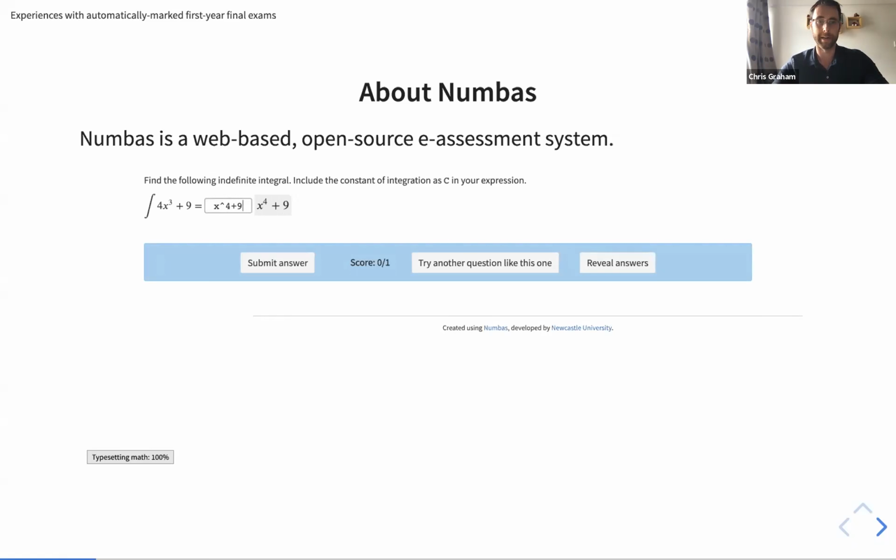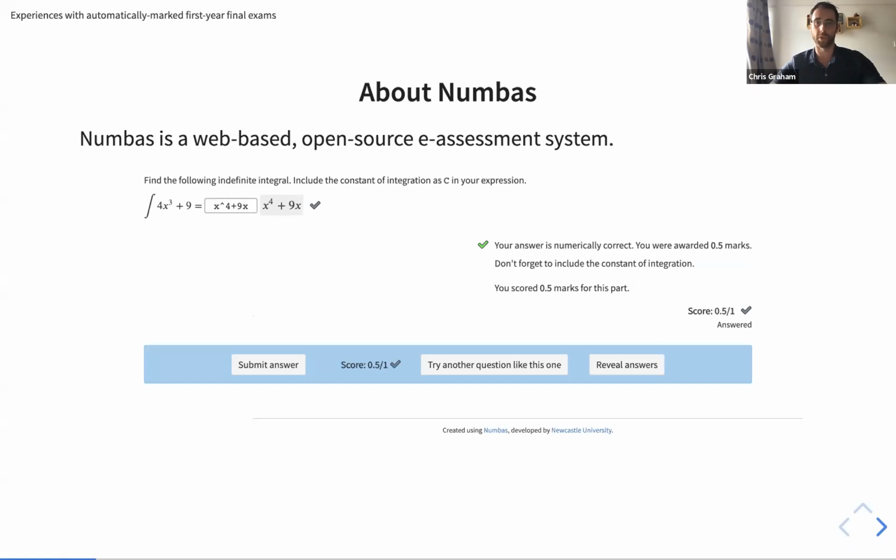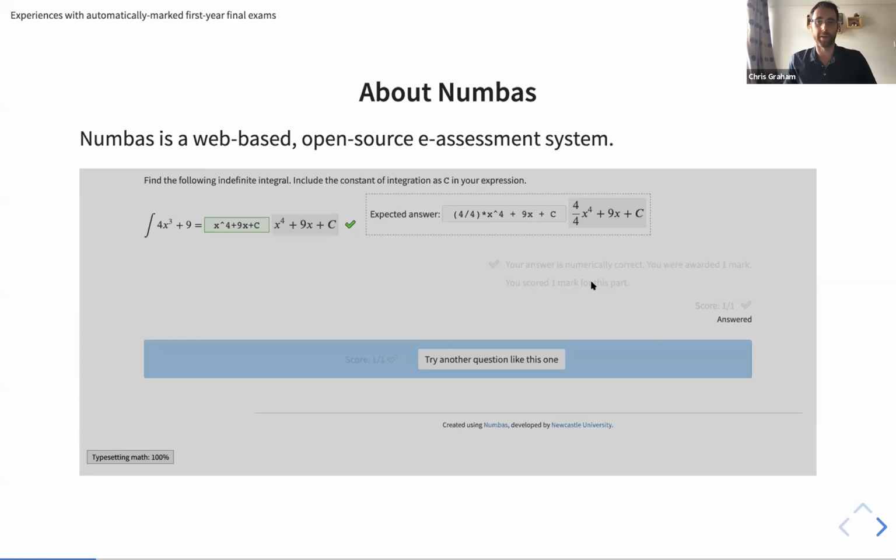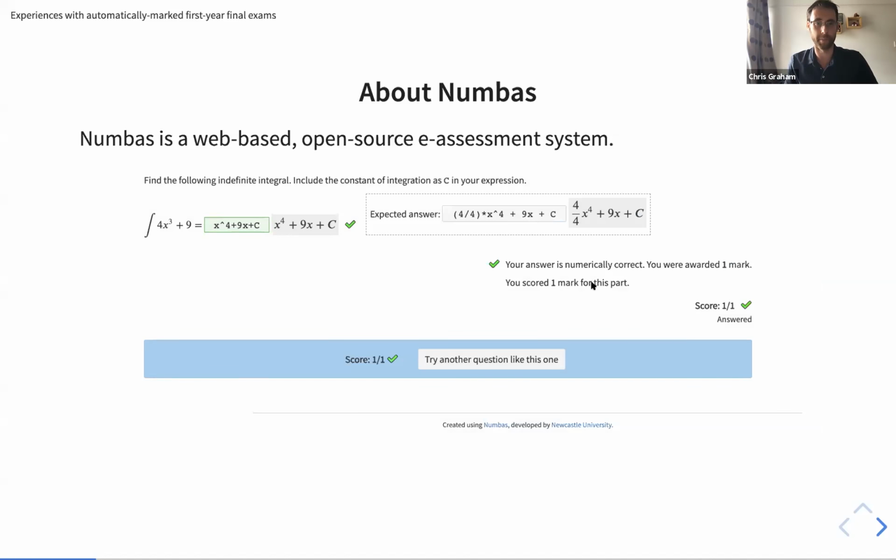So, very neat. It's flexible. This uses one of the versions from the latest release of Numbas. This is awarded partial marks despite my forgetfulness about the constant of integration. So it's an incredibly flexible tool, and we use it in all sorts of applications as a result.